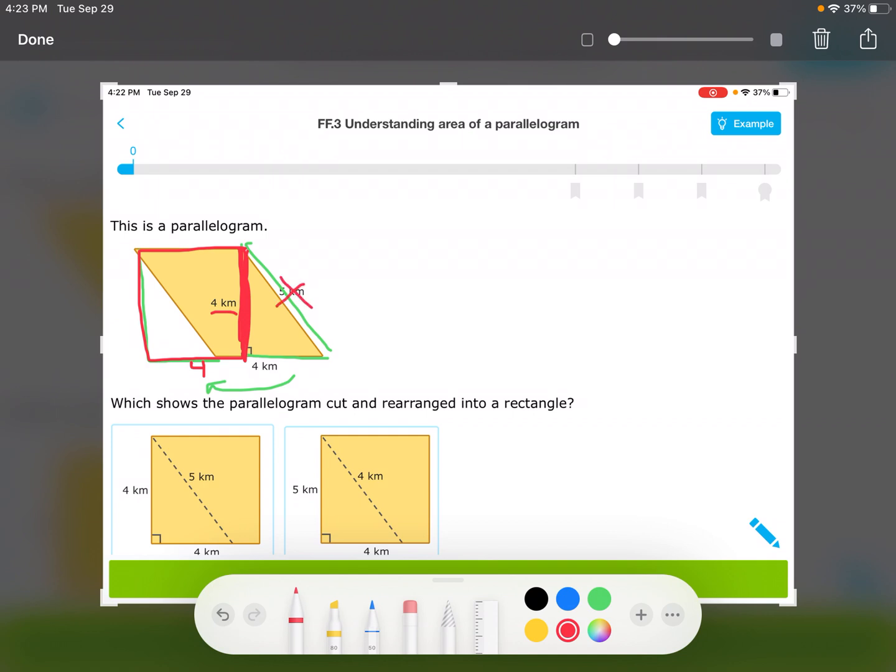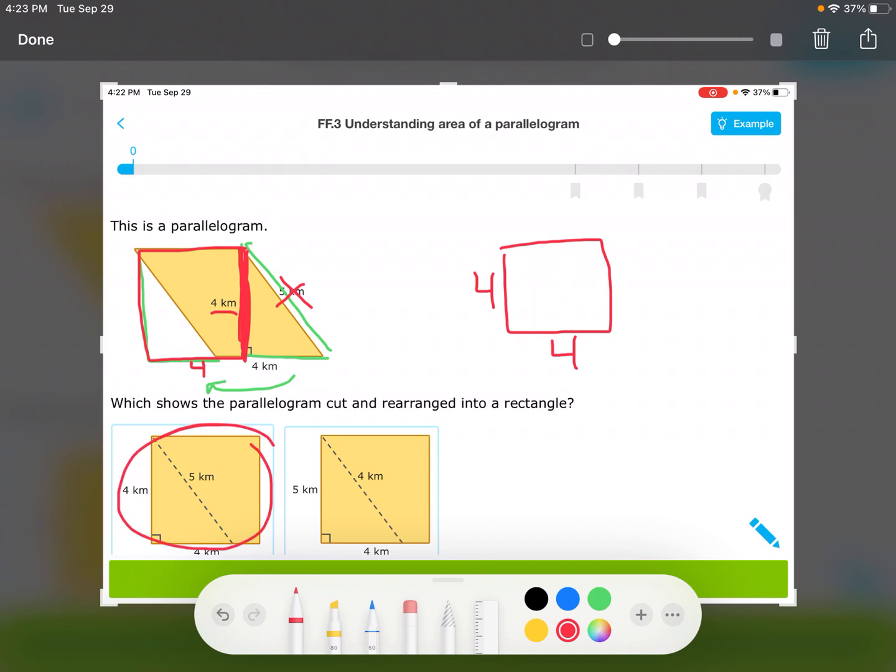This 5 goes away because if you think about it, it's really representing this line right here, and we're not using that to help us find area, okay? So if I'm looking at my selection, I want to find which one shows a square that is a 4 by 4. And in looking, I see that that's going to be my first option.